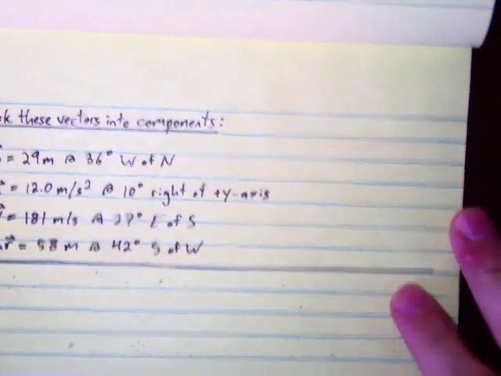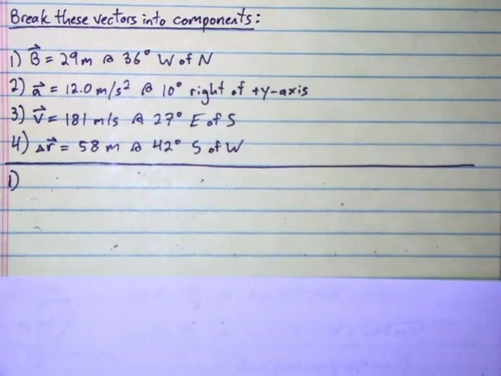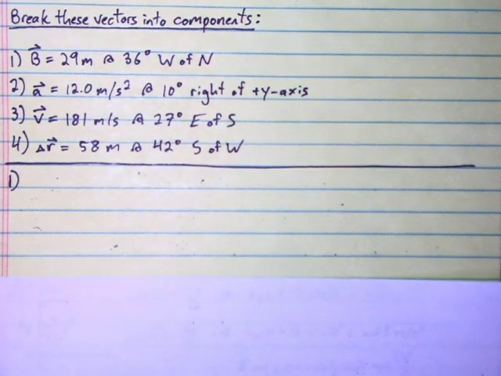Okay, next set of exercises. Let's go the other way. We're going to take these 4 vectors, given in terms of magnitude and direction, and we're going to break them into components.